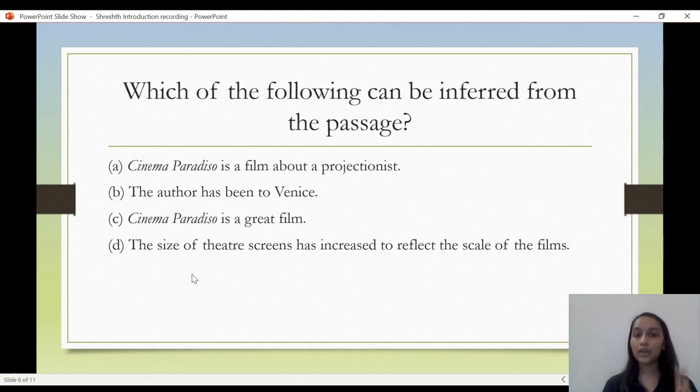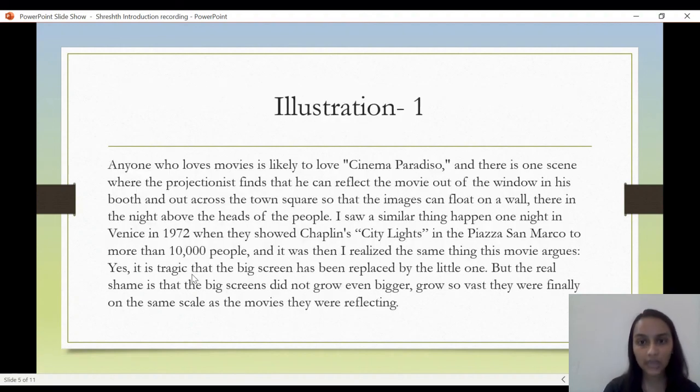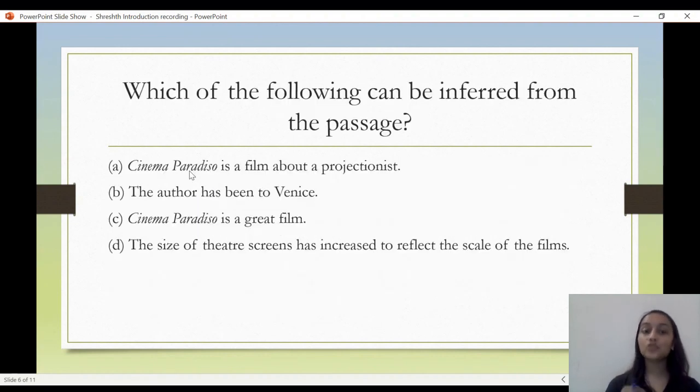Now we are left with option A and option B. Alright, if you look at option A, you might want to refer to the first line of the passage. Yeah, it does talk about there being a scene which has a projectionist in it. However, that is not enough to imply whether the film was solely about a projectionist, right? So be careful to not lose sight of these small things.